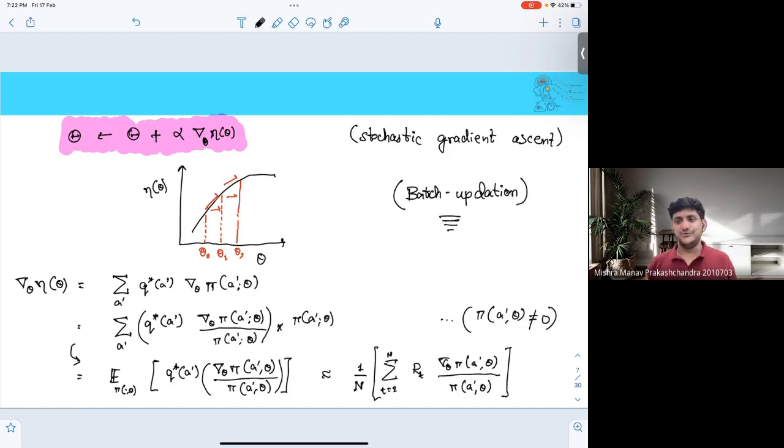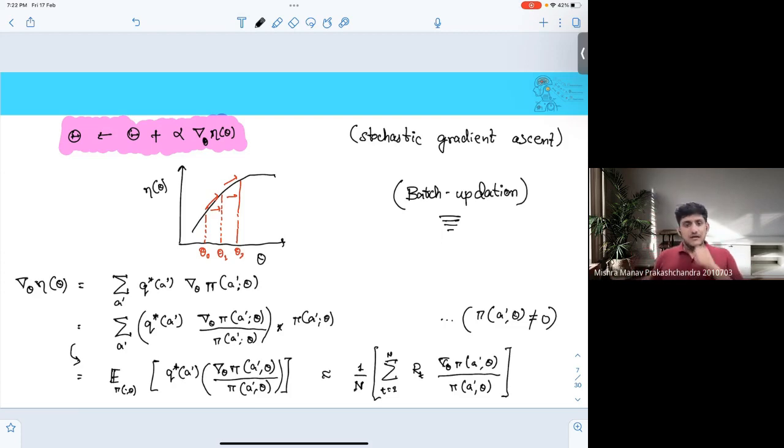Whenever I am trying to do a policy search kind of a method or a policy gradient kind of a method, I am trying to learn the policy directly. So for learning the policy, I am trying to learn its parameterized theta function. And for one update of the theta parameter, I might have to take n number of samples, and this updation keeps on going in a batch-wise fashion.